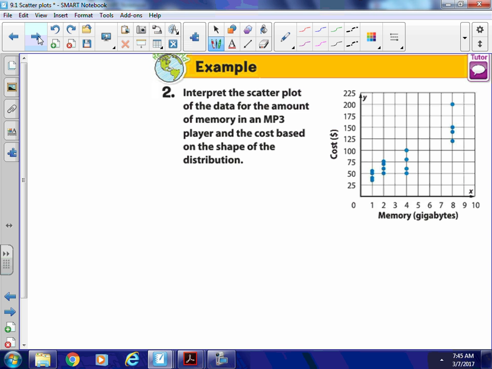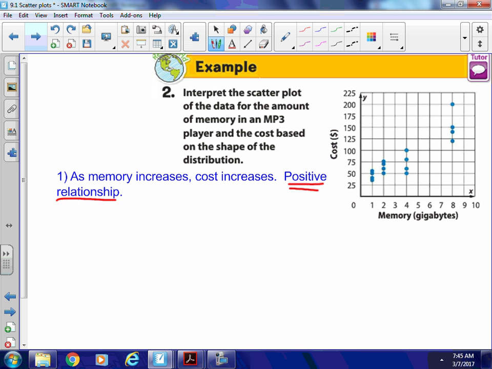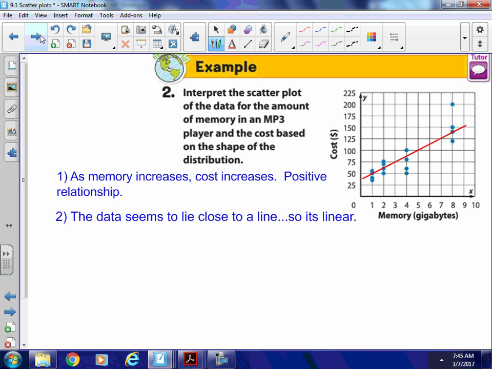You're going to interpret the scatter plot of the data for the amount of memory in an MP3 player and the cost based on the shape of the distribution. So our bivariate data, our x is memory and our y is cost. What do you notice? Well, as memory increases, the cost increases. So we would say that's a positive relationship. That's the first thing you've got to tell me: is it uphill or downhill, or neither, but in this case positive. Also, the data does seem to lie close to a line, so we would say it's linear. It's not curved, it is linear.